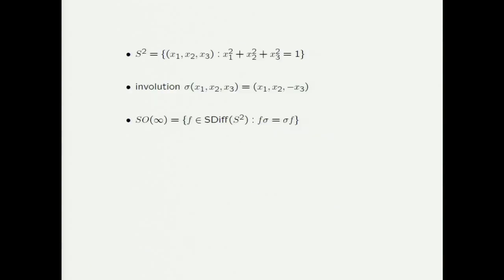Okay, so I want to also talk about the group SO infinity. SO(N) is the fixed point set of an involution in SU(N). So what I want to think of SO infinity as is this: we have this involution, which is just reflection in an equator on the two-sphere, and SO infinity should be the symplectic diffeomorphisms that commute with this reflection.